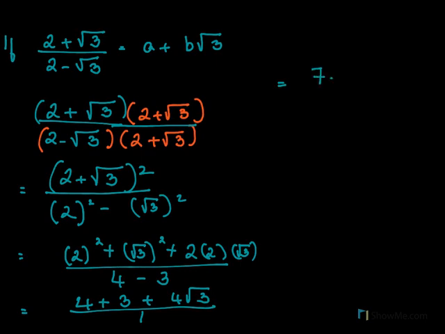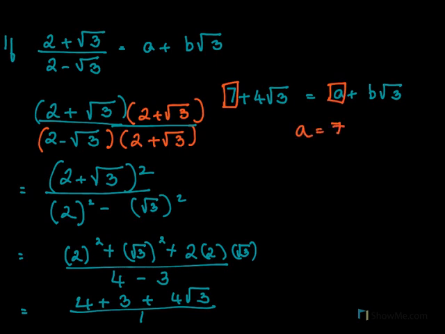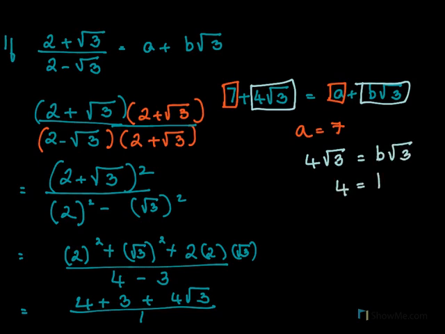So when we calculate this, you get 7 plus 4 root 3 over 1, which we know is equal to a plus b root 3. When we compare, we see that the 7 equal to a and this term 4 root 3 equal to b root 3. So if 4 root 3 equal to b root 3, that means 4 equal to b and a equal to 7.